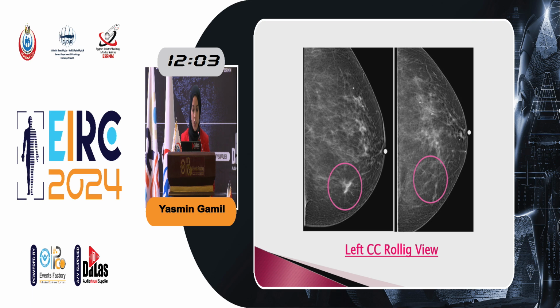For example, in such a case, in left CC, there was a suspicious area of parenchymal distortion. After the left CC rolling view, it appeared as summation of parenchyma, no suspicious findings.